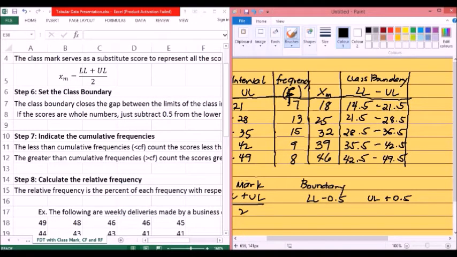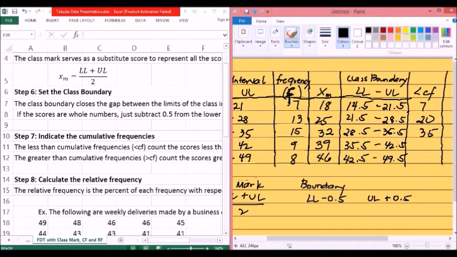So, syempre, ilalagay natin dito. So, lagay ko dito less than cumulative frequency. Ayan. So, ilang scores daw ang less than 21.5? Eh, ang sagot mo ay 7. Ilang scores daw ang less than 28.5? So, hindi pwedeng 13 ang sagot kasi may 7 na nauna. So, 7 plus 13. This one is 20. Add mo lang, diretso. Tapos, 7 plus 13 plus 20, plus 15, this one is 35. So, ibig sabihin, may 35 scores na mas mababa sa 35.5.